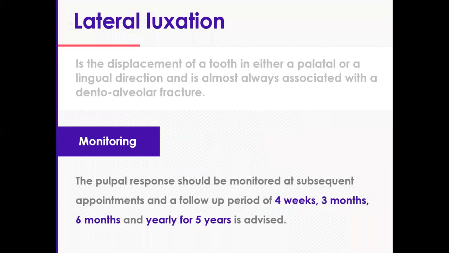To monitor, see the patient in 4 weeks to remove the splint, 3 months, 6 months, 12 months, and yearly afterwards for 5 years. I personally like to see the patients to reassure them at the beginning, maybe in a week, in a couple of weeks to do the pulp test, and then 4 weeks, 3 months, 6 months, and then on. So I personally like to see them a bit more towards the beginning, just for reassurance.